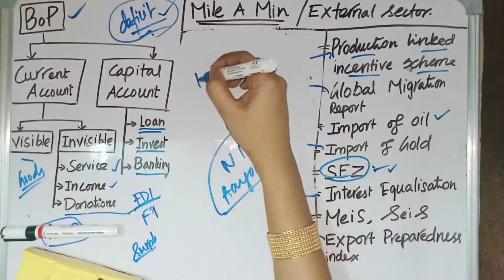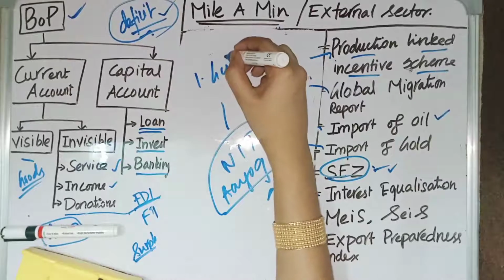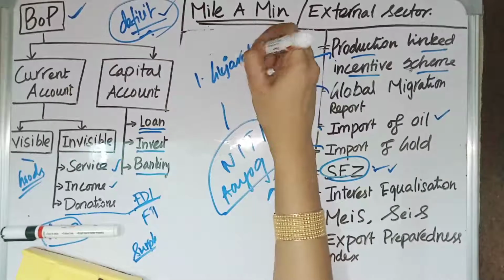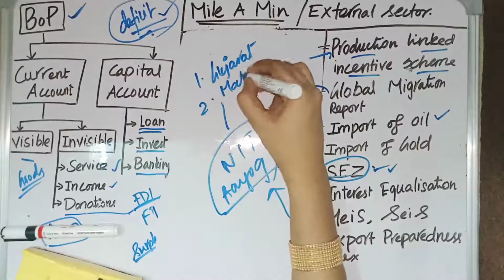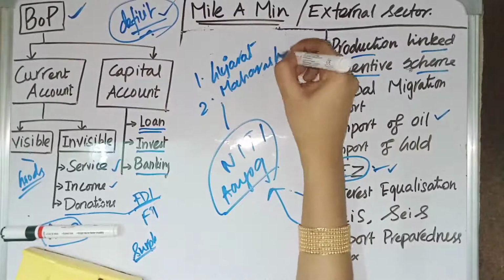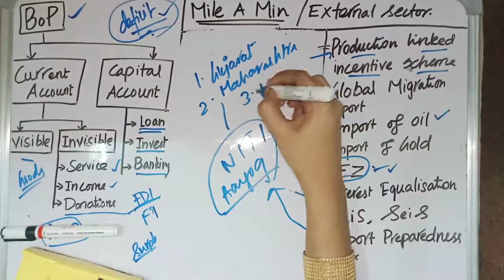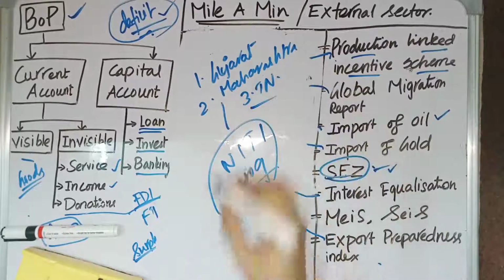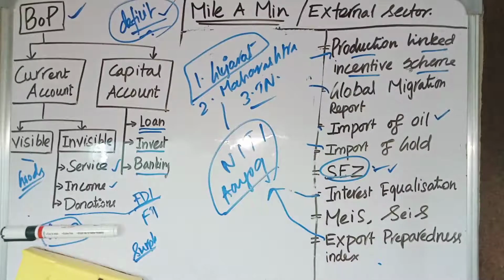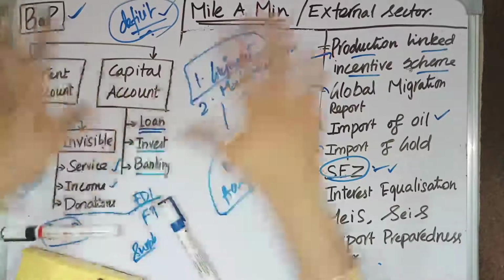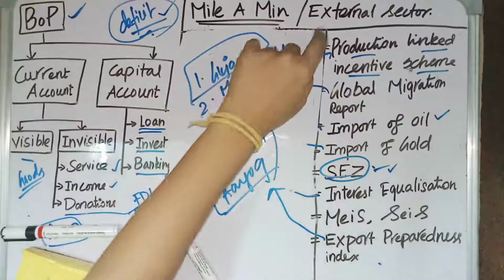Based on the Export Preparedness Index, the first state is Gujarat. Gujarat is number 1, the second one is Maharashtra, the third one is Tamil Nadu. This Export Preparedness Index is released by Niti Aayog. These are the things relating to the external sector.